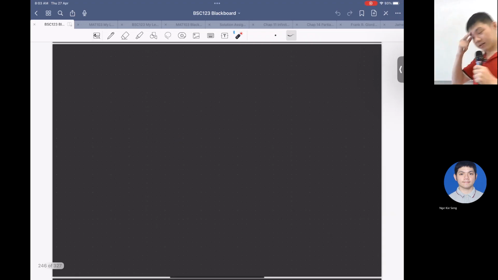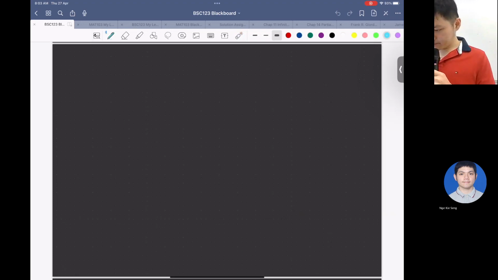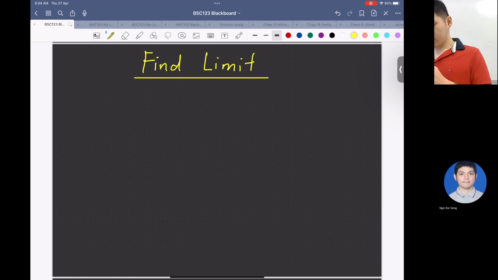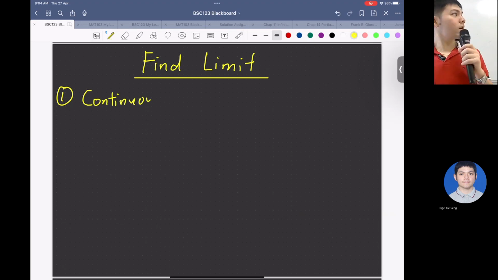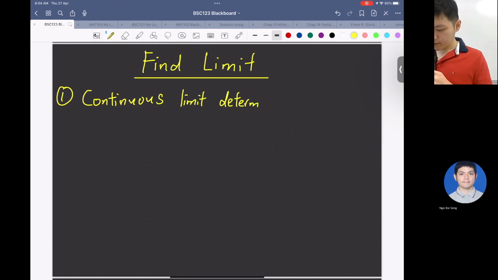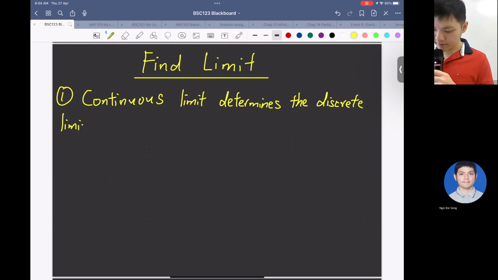Okay, let's recall what we did last time. Okay, so we want to find limit. So how many ways can we find limit? So first way, continuous limit determine the discrete limit. Okay, so what does this mean?